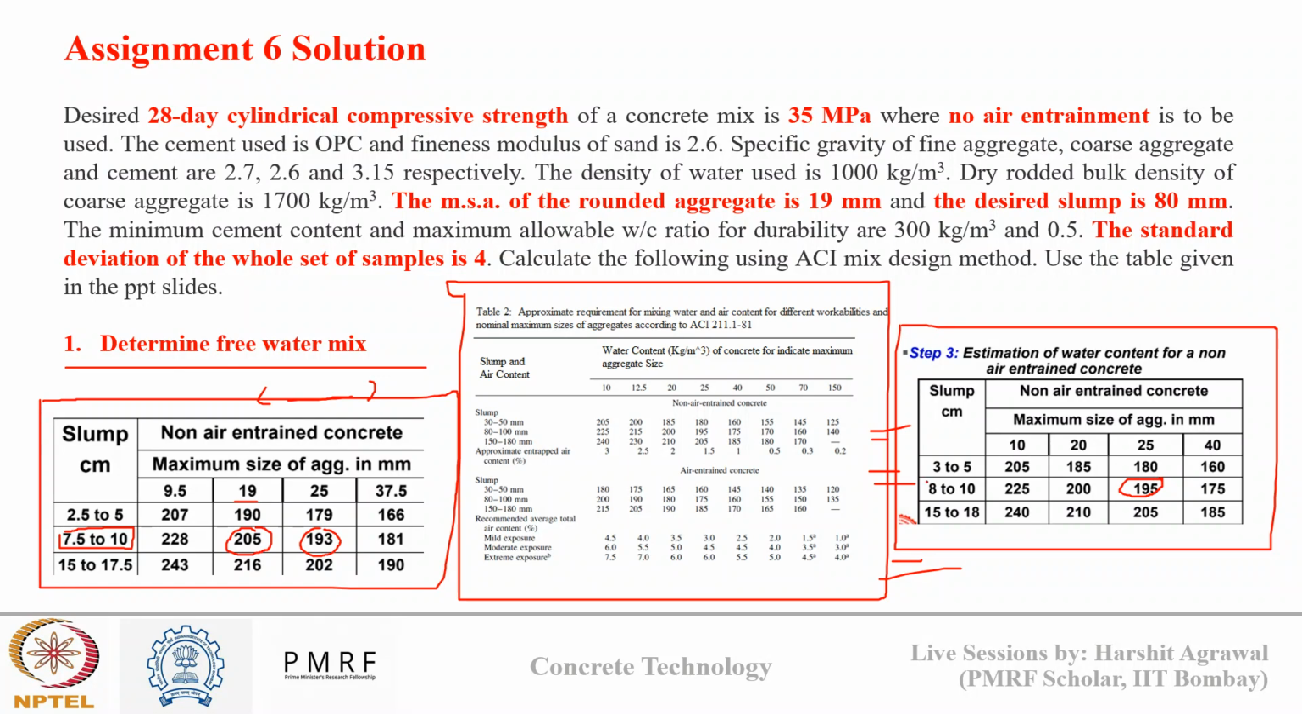The maximum size of coarse aggregate is given as 25, not 19, so the answer will be 195. Oh, yes, sir. Okay, fine. The question that I had was showing 19, so that's why I said 205. Okay, this is a very simple question. You just need to remember this table and you will get whatever answer you want.